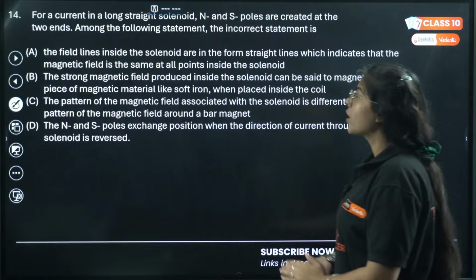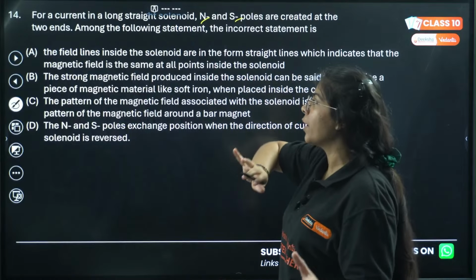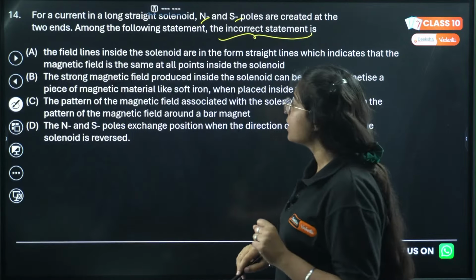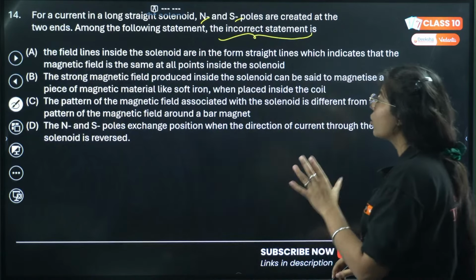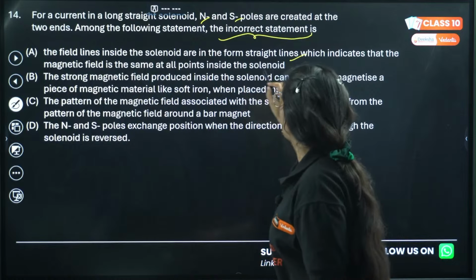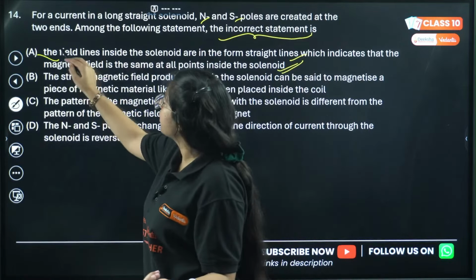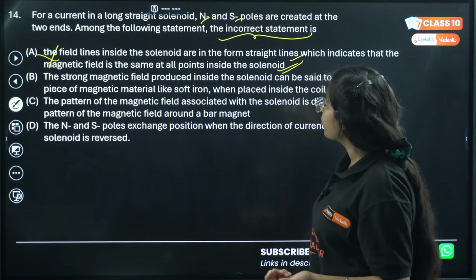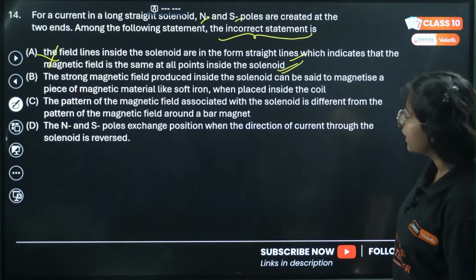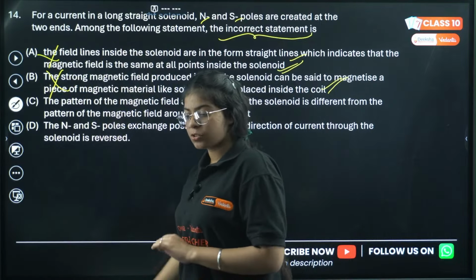So the question is, for a current in a long straight solenoid, north and south poles are created at the two ends. Among the following statements, the incorrect statement, remember, the incorrect statement is, first, the field lines inside the solenoid are in the form of straight lines. That is correct, which indicates that the magnetic field is the same at all points. So A is not the answer. B says the strong magnetic field produced inside the solenoid can be said to magnetize a piece of magnetic material like soft iron when placed inside the coil. This is also true, so this is not the answer.